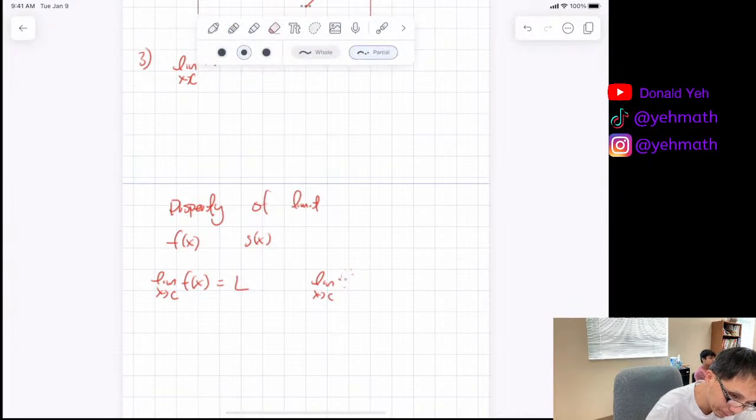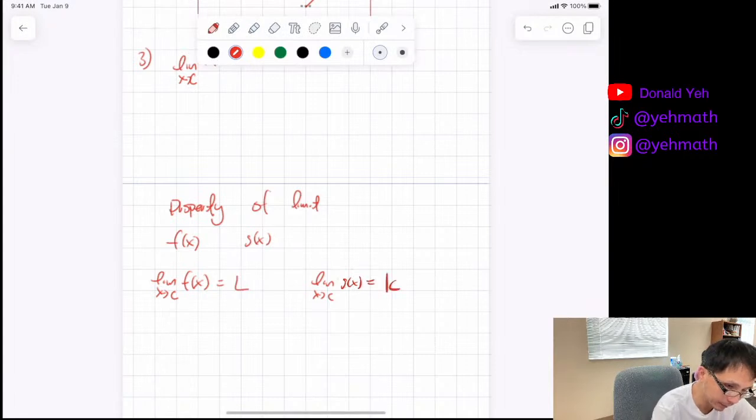sorry, of g of x is equal to K. So K is another number, just a constant. So A, B, C, K, L here are all constants. The only variables for sure are x, right? y is a variable.